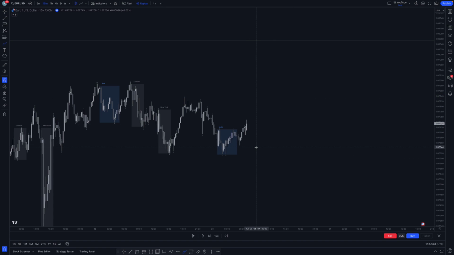And that's one thing that you want to keep in mind when you are looking to trade. For me personally, I place a lot of significance on liquidity.